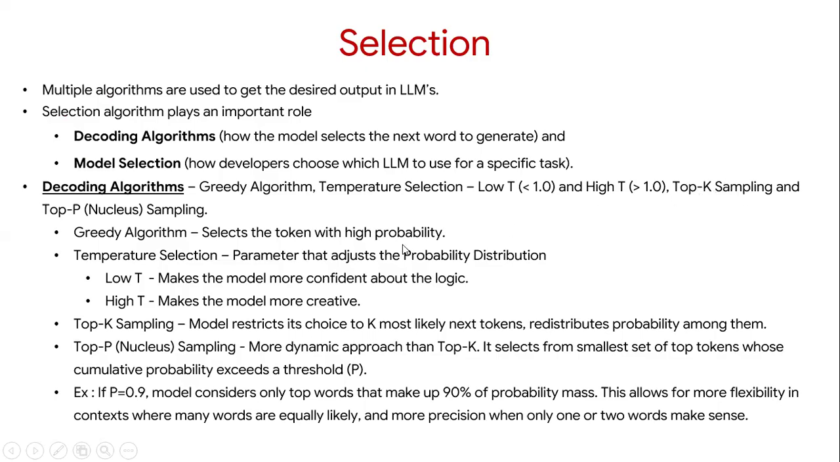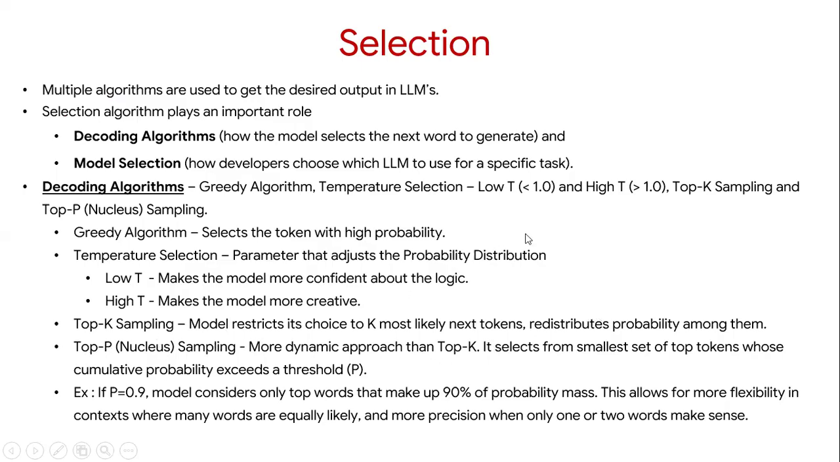Top K sampling means the model restricts to the top K next solutions and redistributes the probability among them. Like if there are 100 values in the sampling process, it takes the top 10 values, which distribute the probability up to 90% or 80%, which defines the highest probability you can think of.